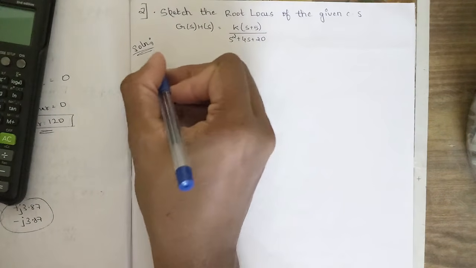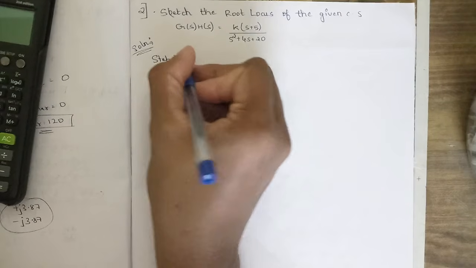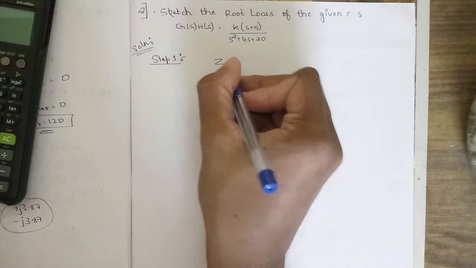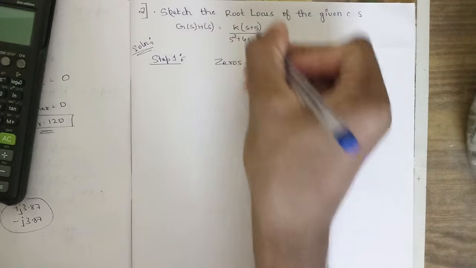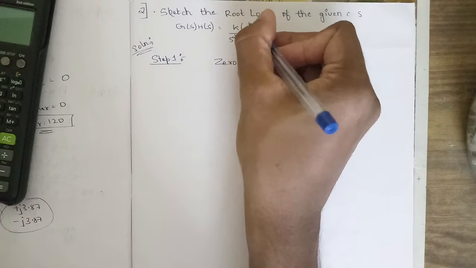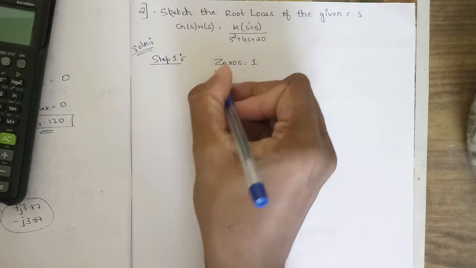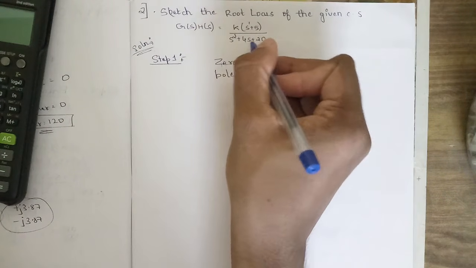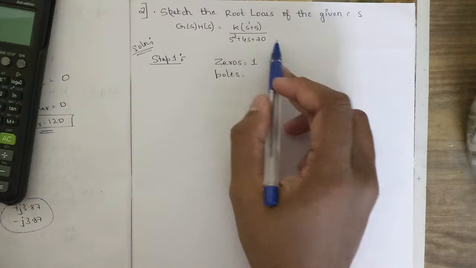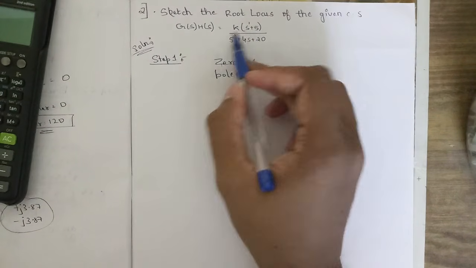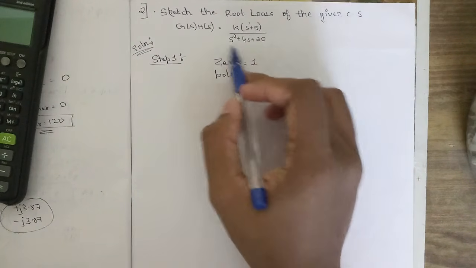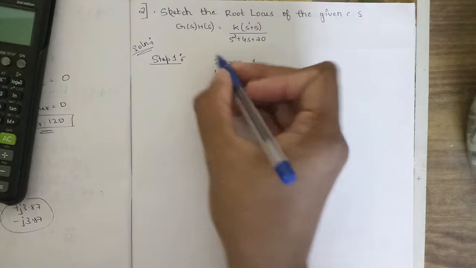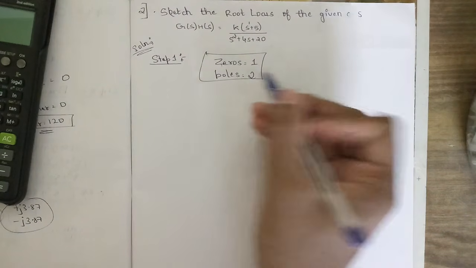Step 1 is seeing the number of root loci, right? For that we need to know the number of poles and zeros. In this case we have 1 zero here. If you see here, s to the power 1, so we have 1 zero, and the poles come from s square plus 4s plus 20. To calculate the number of poles, we equate the denominator to 0. If we have one quadratic polynomial, it's obvious that we would have two poles. So we have 1 zero and 2 poles.